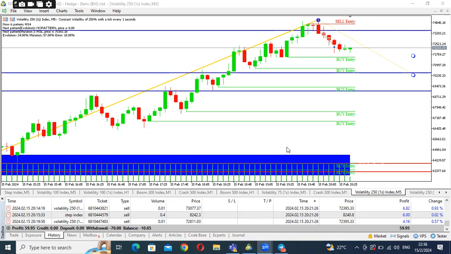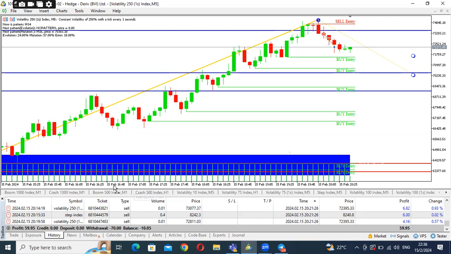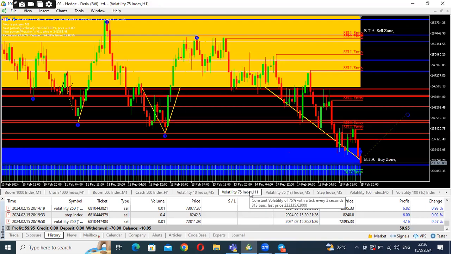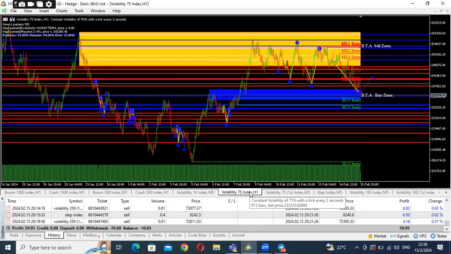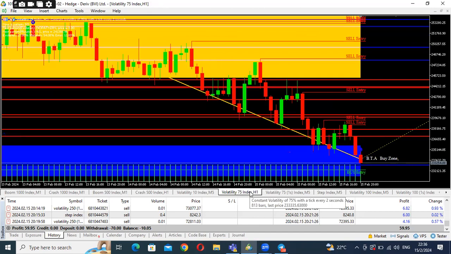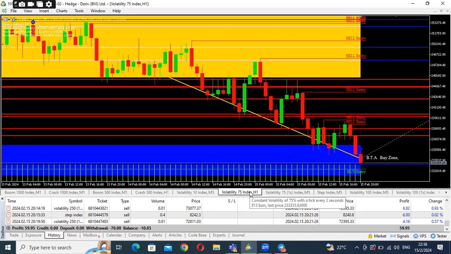So from the chat, someone is saying, can we check V75? All right, let me check V75. If you're an amateur, please avoid V75. Because V75, even mentors can also condemn this pair. The way it moves, it's something else.